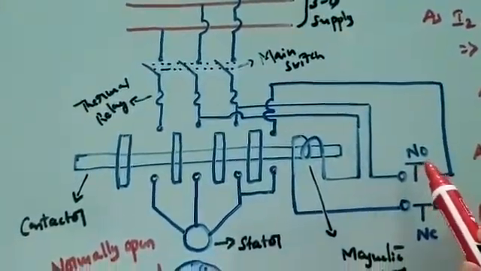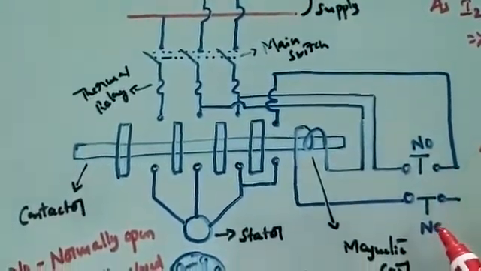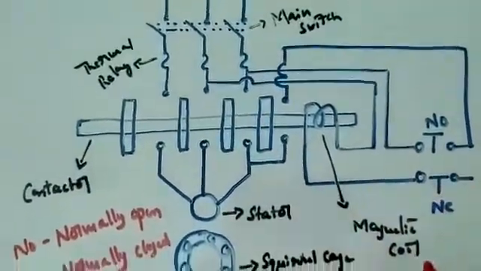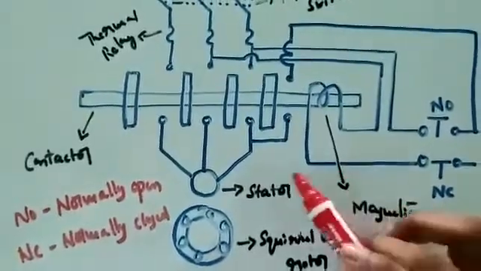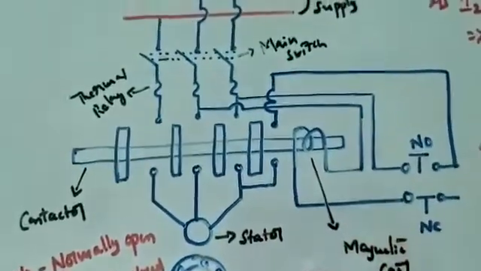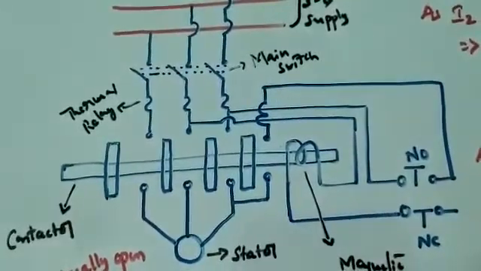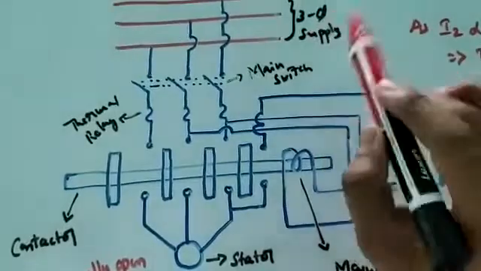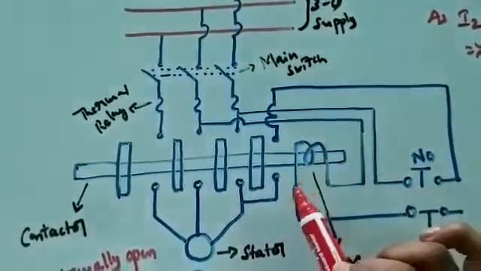NO switch, that is normally open, and NC switch, that is normally closed, right? I'll be explaining the operation of it, don't worry. And then we have the stator, and this is the squirrel cage rotor we are having, right? So why is it directly online? The motor is going to be directly switched on from the three-phase supply, right? How is it going to work?